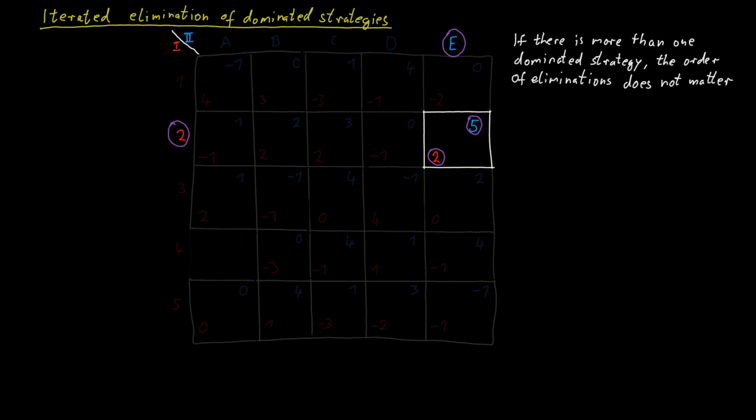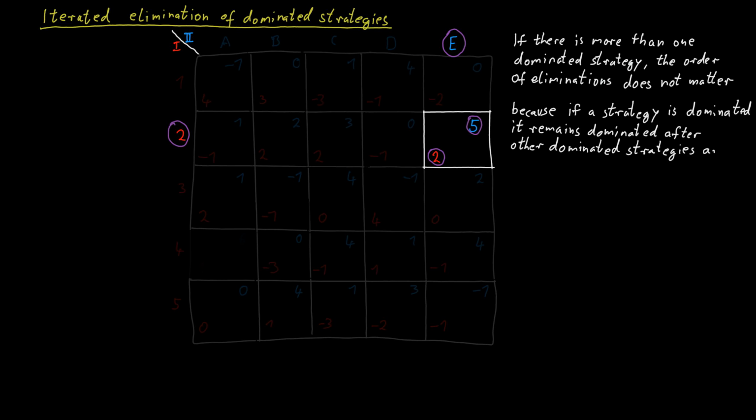And this is because if a strategy is dominated, then it will remain dominated even after we remove other dominated strategies from the game. This is not too difficult to see. So because of this, you can eliminate dominated strategies in any order you like. You will always get the same end result.